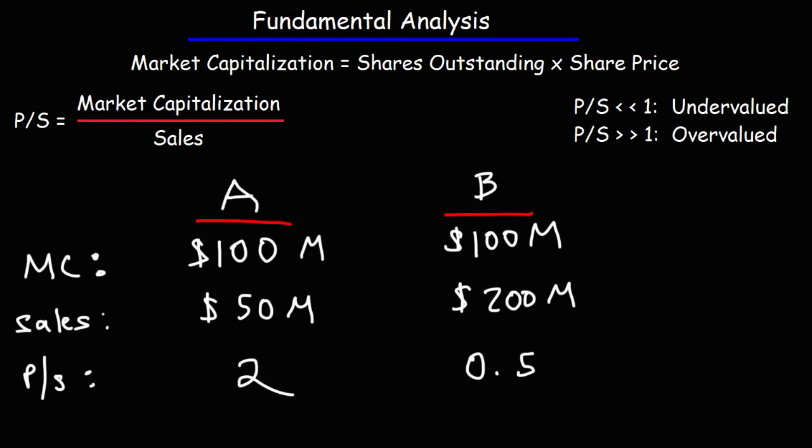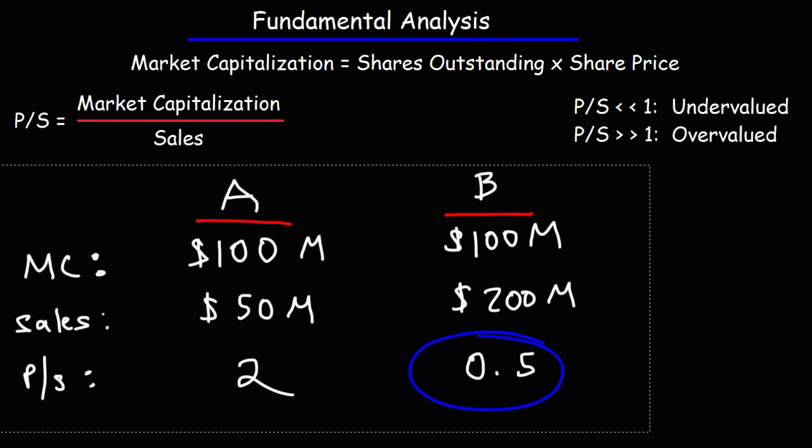Company A or B? Now, company B is more valuable than company A because the sales that it's generating is higher than that of A. So because the sales are higher, notice that the price to sales ratio is lower. So company B is undervalued with respect to company A. Thus, when the price to sales ratio is low, this is an indication that the company might be undervalued.